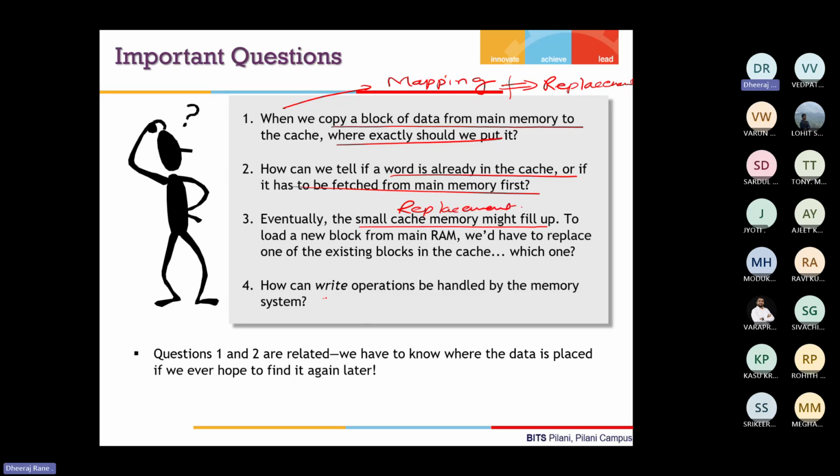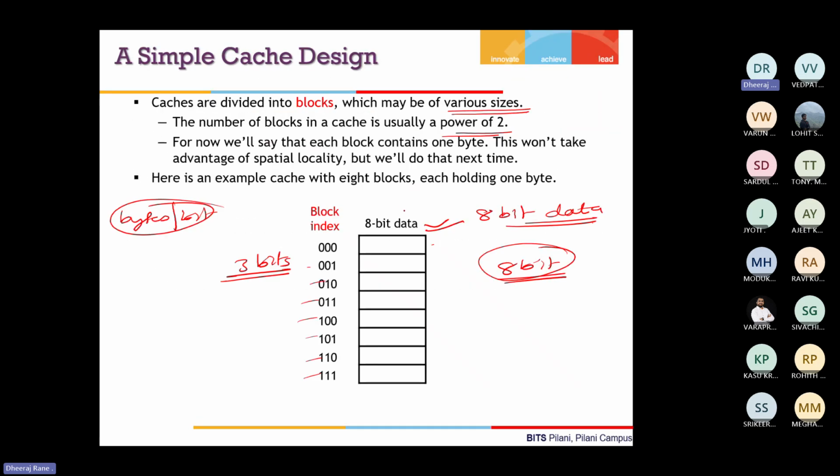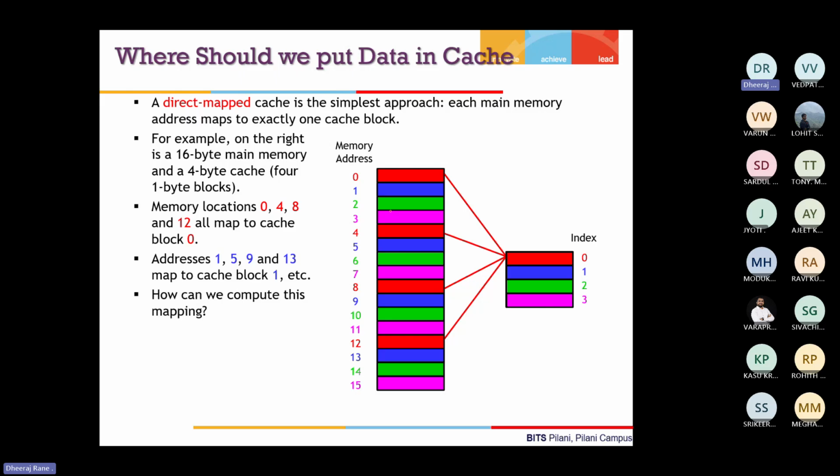Okay, and write operations, that is the two methodologies we have seen over here. Since we are maintaining two versions, one in cache and the other in main memory, how exactly are things being carried out? Let's try to understand this with a simple example.